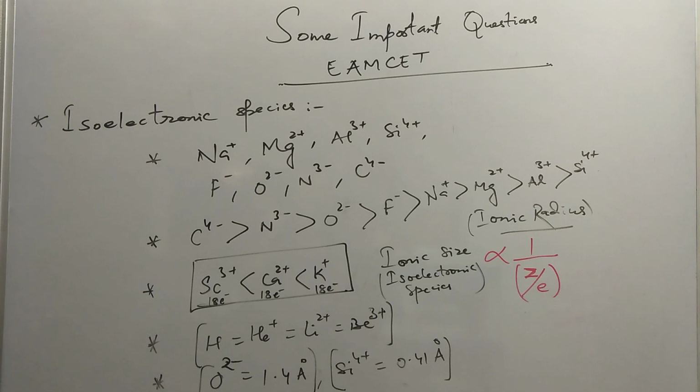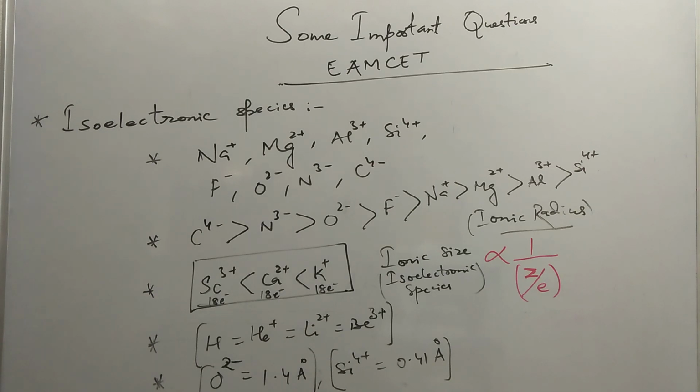So a question based on their radii has appeared in the EAMCET exam. So do prepare, student. You have to remember that ionic radii is inversely proportional to Z by E. Z is the atomic number and E is the number of electrons. So find out the Z. Z you already know. Electrons you know. In isoelectronic species the number of electrons is equal. So just divide Z by E and take the inverse of this and you will be able to tell which one is the highest radius, which is the smallest.